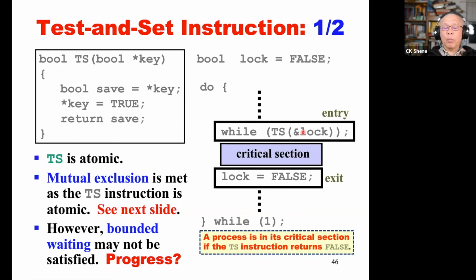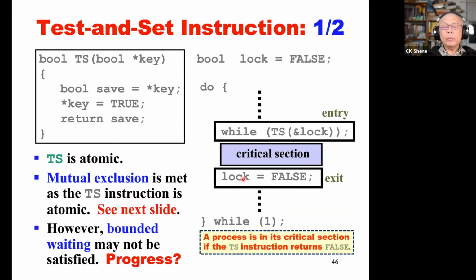It's even more important. So far, what we have learned in the software solution part, we are only able to do with two processes. Now, if we have many processes that may want to access this critical section, every process just executes TS with respect to the same lock. Upon exit, simply set the lock back to false. We are done.